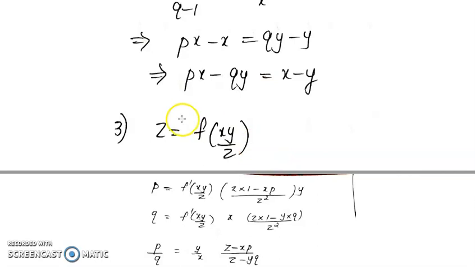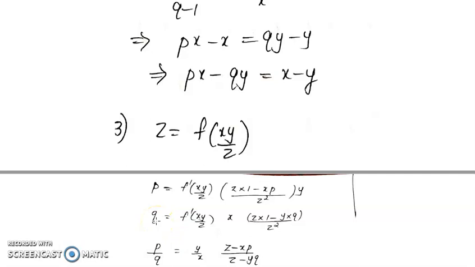And the next question, we have z equal to f of xy by z. So differentiate with respect to x and y. Differentiating with respect to x, you'll get p equal to f dash of xy by z, and now differentiate xy by z with respect to x. By chain rule, you'll get z into 1 minus x into dou z by dou x, which is p, by z square, into y. Y is constant. Okay. So this is the derivative with respect to x.